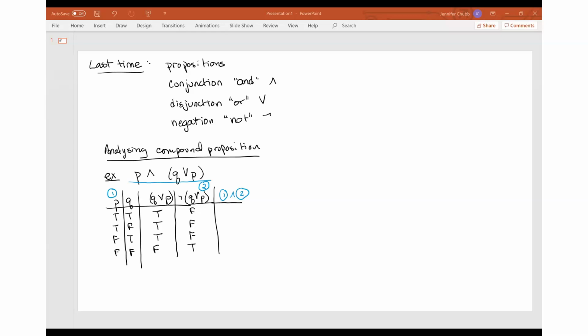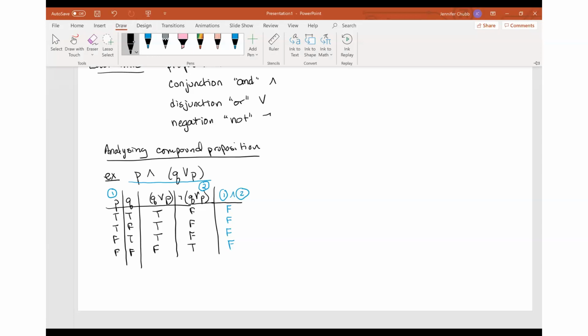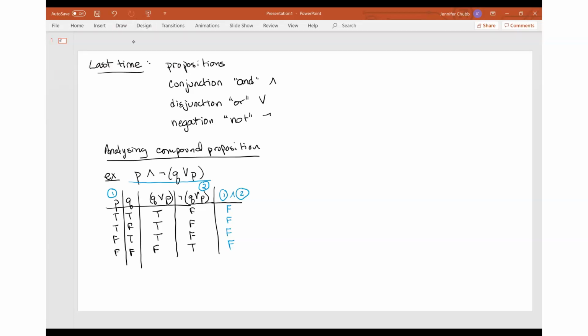They're not. In this first row, P is true, but the second part is false, so that's a false. And then true and false is false. False and false is false. And false and true is false. So this is always false. Oh, I must have accidentally erased that when I erased the highlighting.